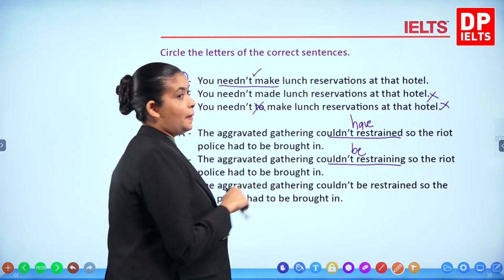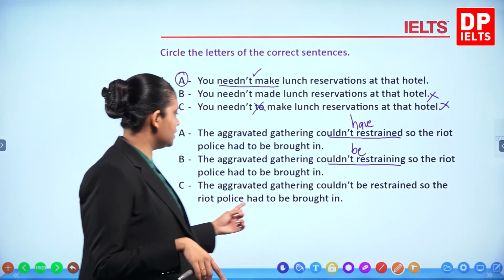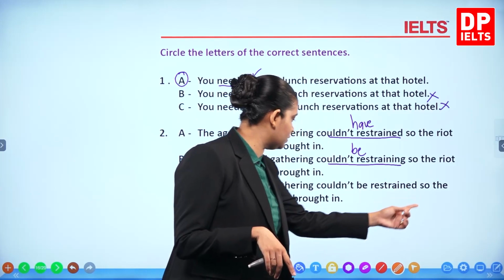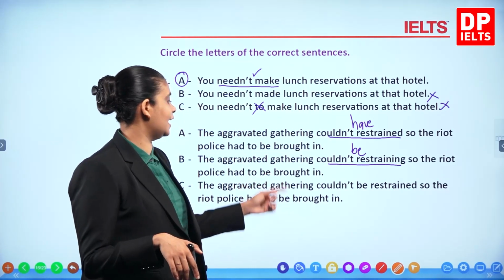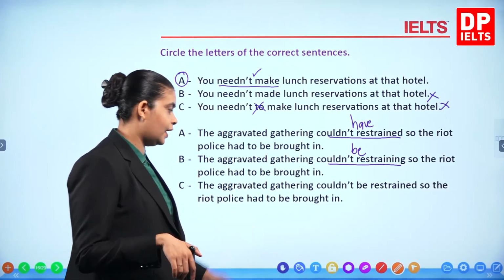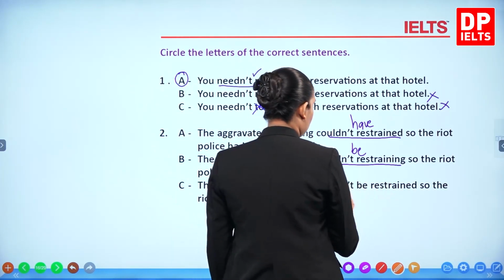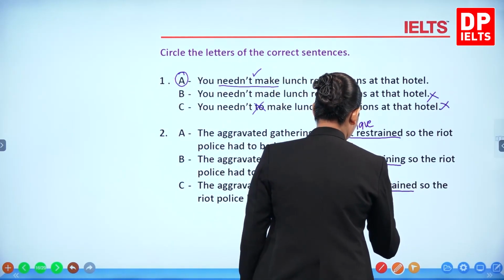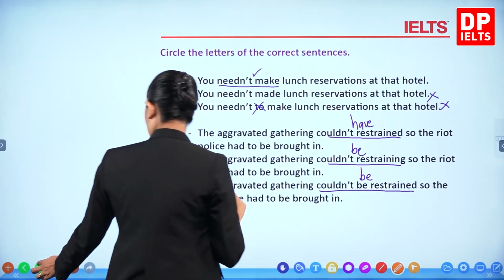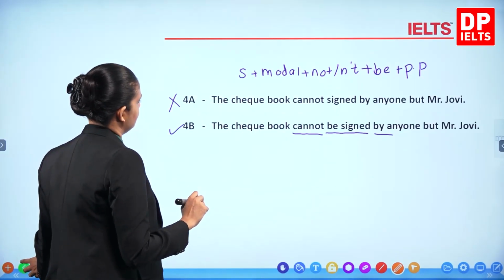If it is in the passive, the aggravated gathering couldn't be restrained, so the riot police had to be brought in, okay? Then it is the be verb. So we know, looking at the context, let's have a look at it.